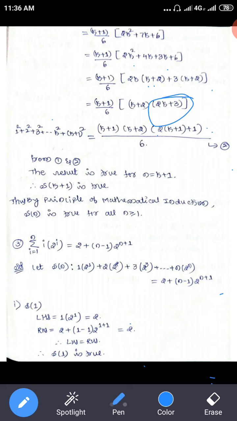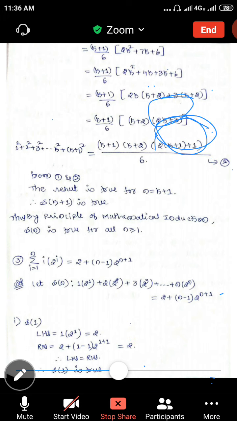So this term I'll write it like this way. Both are the same only. So we just compare 1 and 2. Wherever n is there, n plus 1 is coming. This is n plus 1. Here n plus 1 is there, n plus 2 is coming. So wherever n is there, n plus 1 is coming.